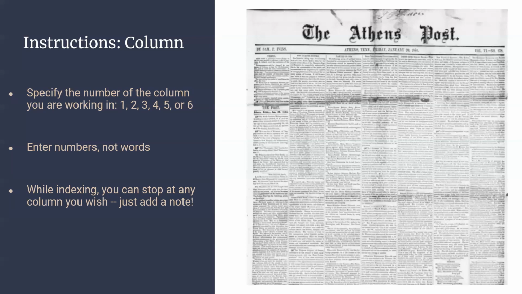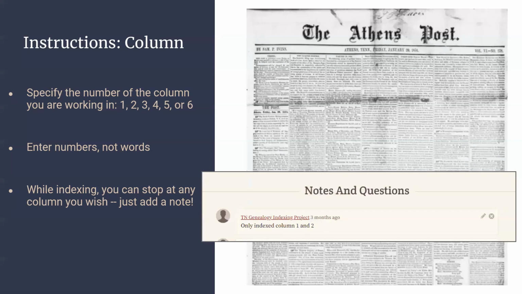So if I were indexing the first column of this page of the Athens Post, in that first column, I would just type the number 1. I would not type column 1, just the number 1, the digit itself. And as we've mentioned in the other videos, when indexing, you can stop at any time, at any column, just add a note to tell us where you left off. And here's a screenshot again of that notes and questions section at the bottom of each page.